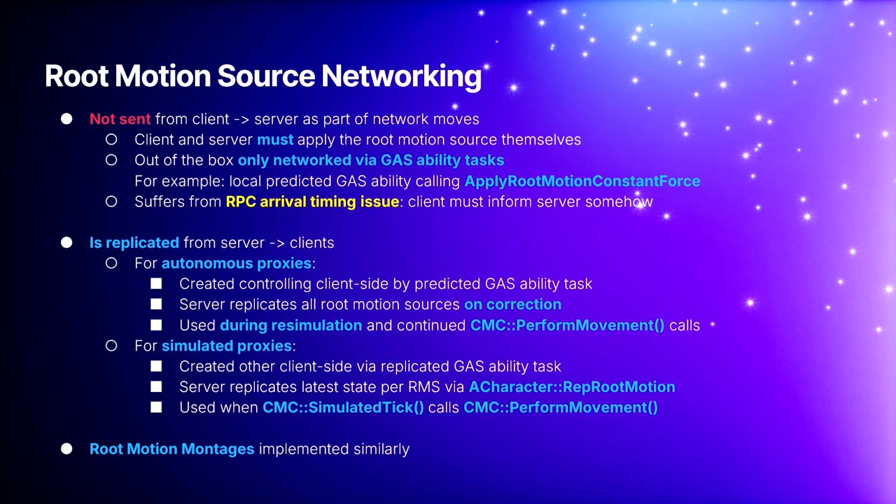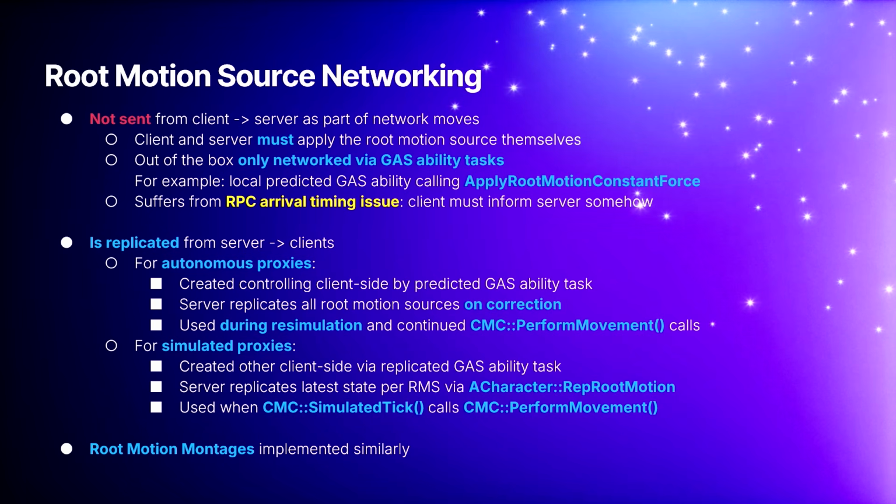Now, root motion sources are not sent from the controlling client to the server. Instead, when you want to use this, the client and the server must apply the same root motion source. Out of the box, the only way to achieve this is by using GAS, because if you have local predictability in GAS, they both execute the same blueprint, so they will apply the same root motion source, hopefully with the same parameters. I do have to mention here that if you use root motion sources and use GAS to trigger this, you still suffer from the RPC arrival timing issue.